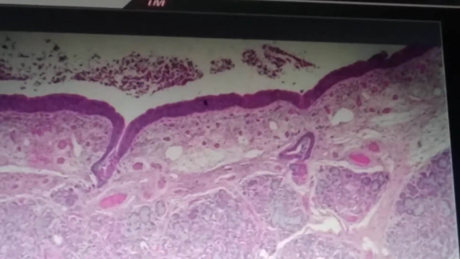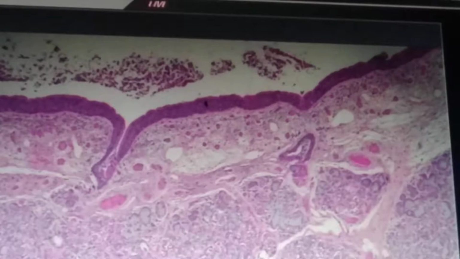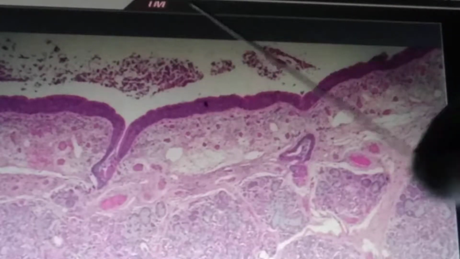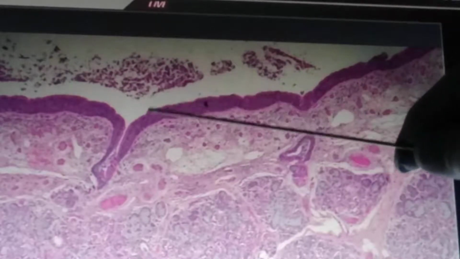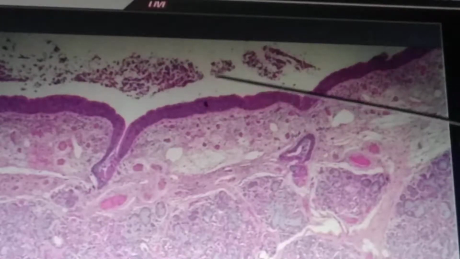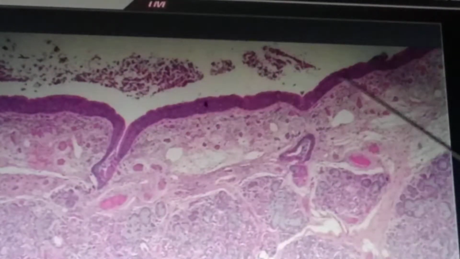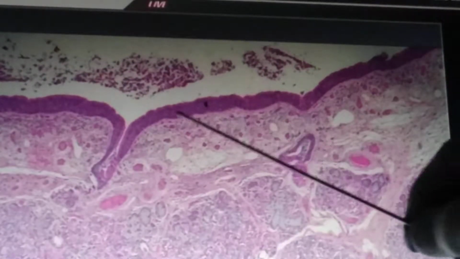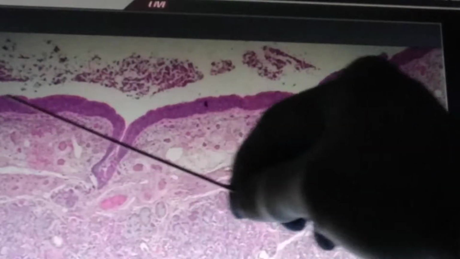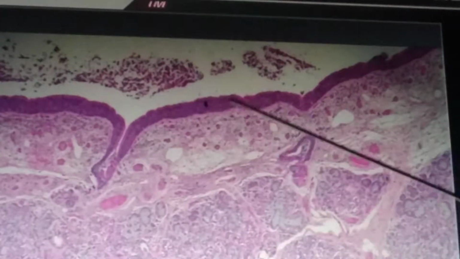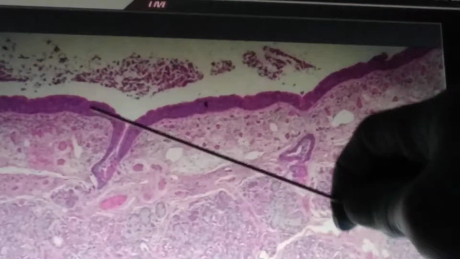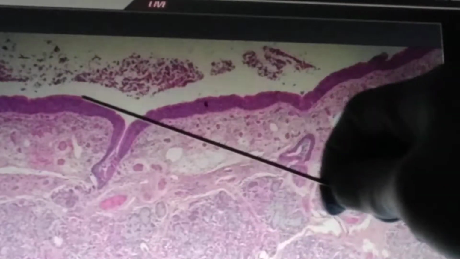We're looking at a section of the wall of the trachea. I'm going to start from inside. This is the lumen of the trachea right here, and this line is the epithelial lining of the trachea, of the mucous membrane. When we put it in high power, you're going to see the details of the pseudostratified columnar epithelium that lines the mucous membrane.